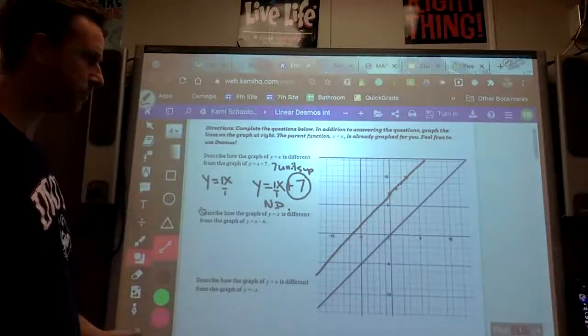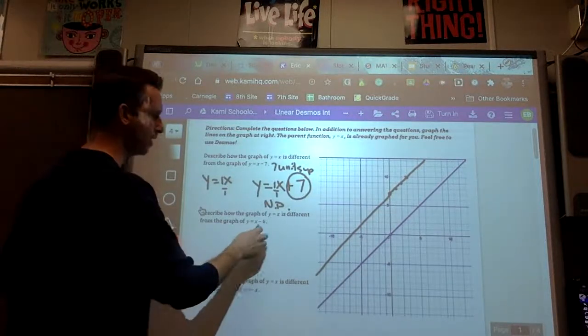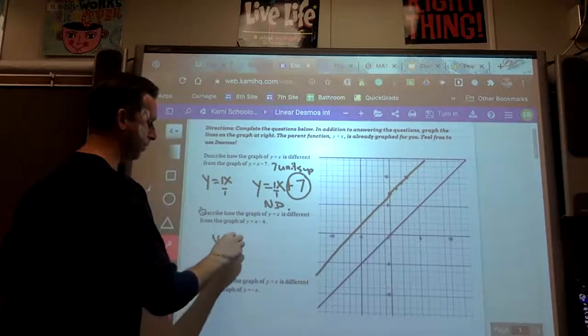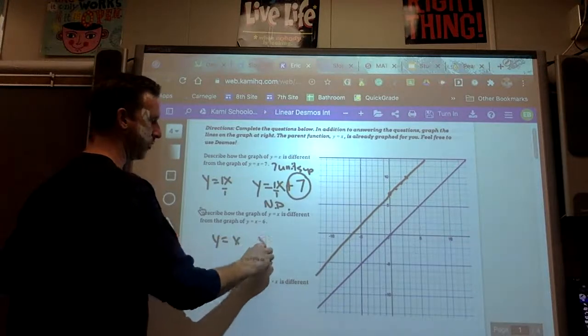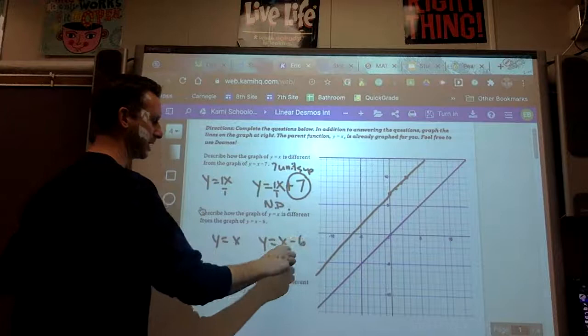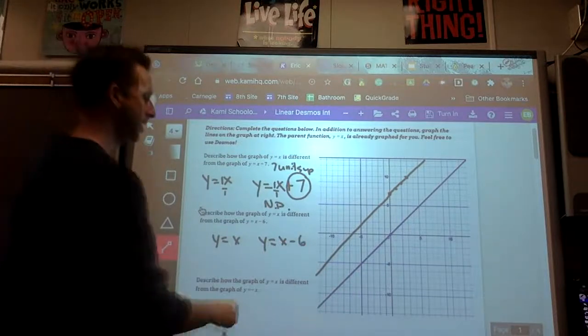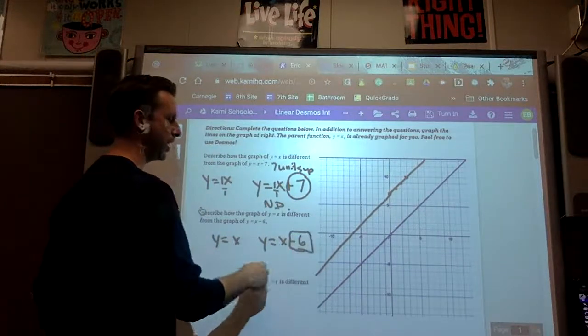The next one, same idea. What's my y-intercept? Well, I went from y equals x with my parent function to y equals x minus 6. All right, in this situation, this is the part that changes.